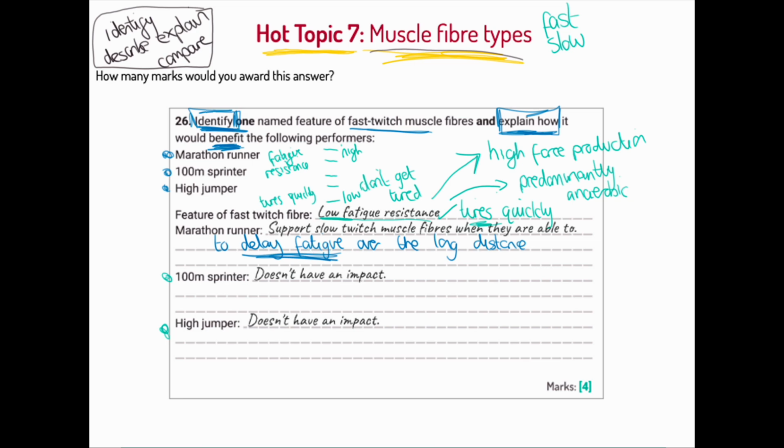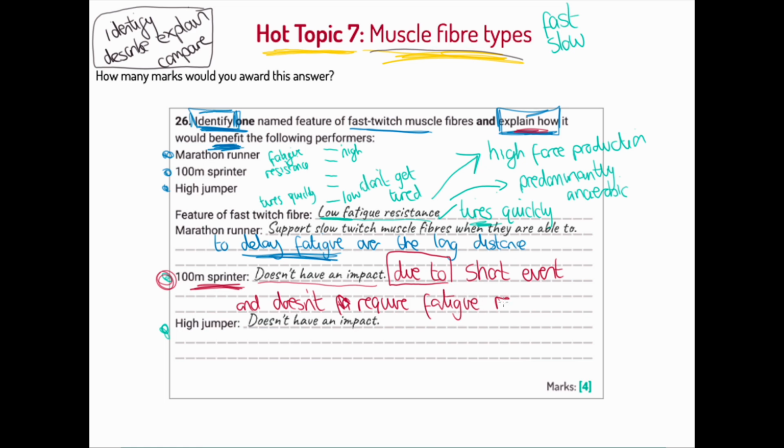Let's go into red. 100 meter sprinter. Now, if written doesn't have an impact, you will not get a mark for something that simple and that vague. It asks you to explain. So let's go on and add due to. So it's not wrong, doesn't have an impact, due to. Why? Because it's a short event and it doesn't require fatigue resistance because it's such a short event.